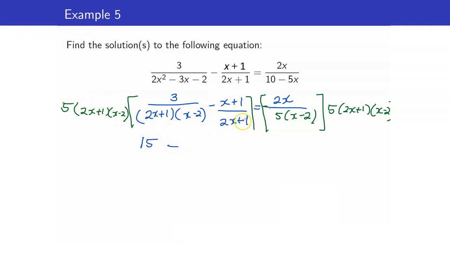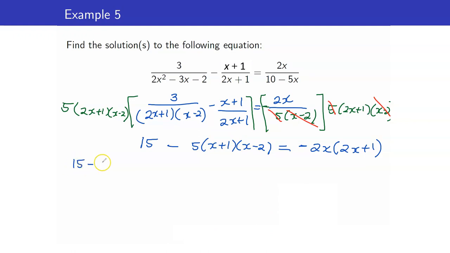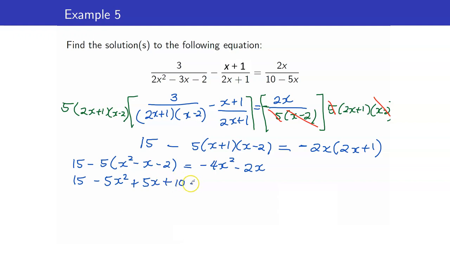This times this, we cancel this, so we are left with 5 times 3 or 15. Minus, this times this is, we're left with 5 times x plus 1 times x minus 2 is equal to, 5 gets cancelled out, x minus 2, x minus 2, we have negative 2x times 2x plus 1. What kind of equation is this? This is going to be quadratic because we will have x squared terms, right? Let me just simplify the left-hand side. 15 minus 5 times this is x squared minus x minus 2 is equal to negative 4x squared minus 2x. Let me distribute the 5. We get minus 5x squared plus 5x plus 10 is equal to negative 4x squared minus 2x.